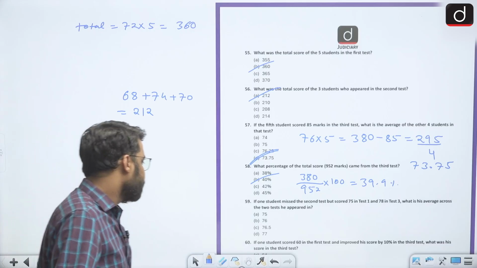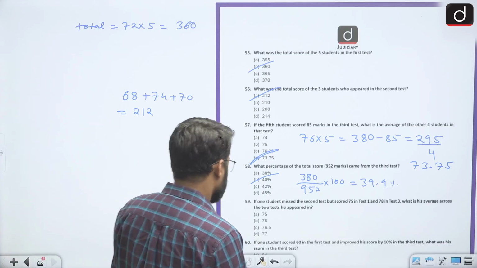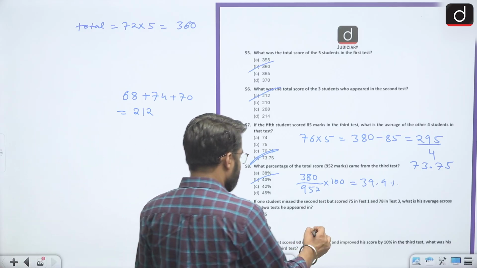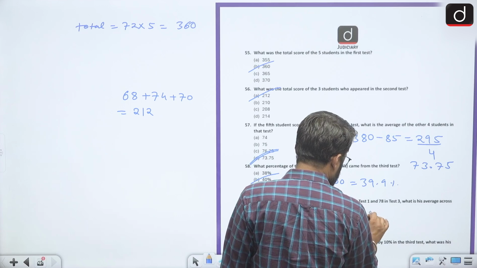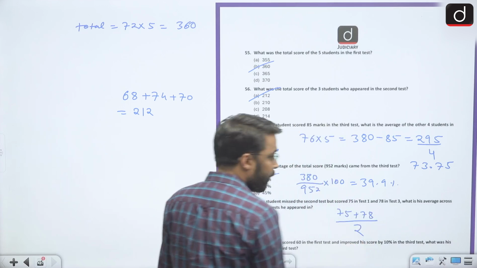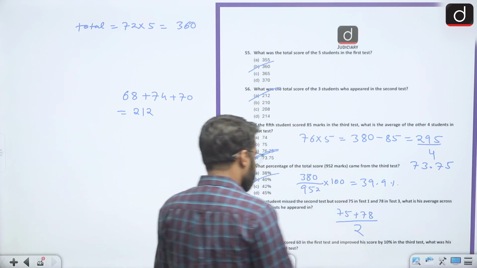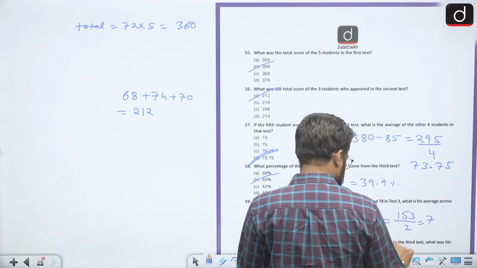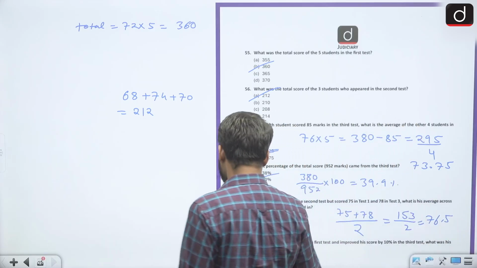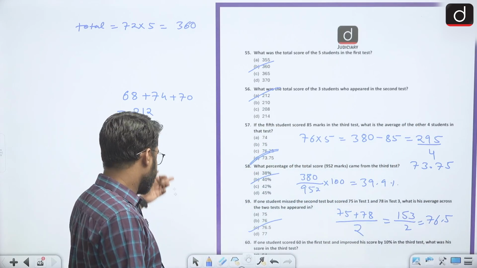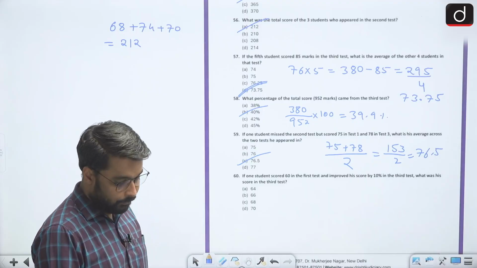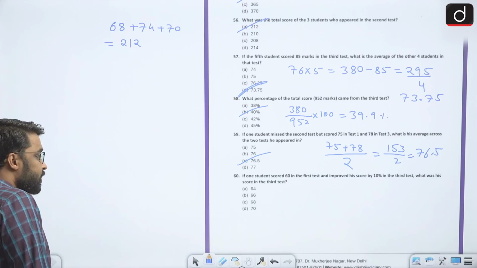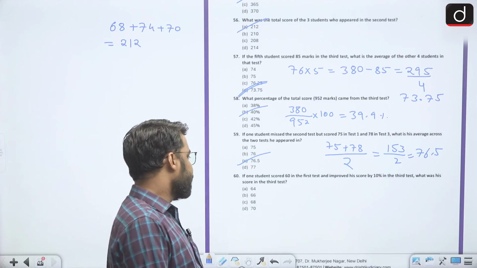Next one, if one student missed the second test but scored 75 in test 1 and 78 in test 3, what is his average across the 2 tests he appeared? See, in test 1 he scored 75, in test 3 he scored 78. Total divided by 2 will give me the average of these 2 tests. So 153 divided by 2, it will be 76.5. Option C was the correct answer, 76.5, right?